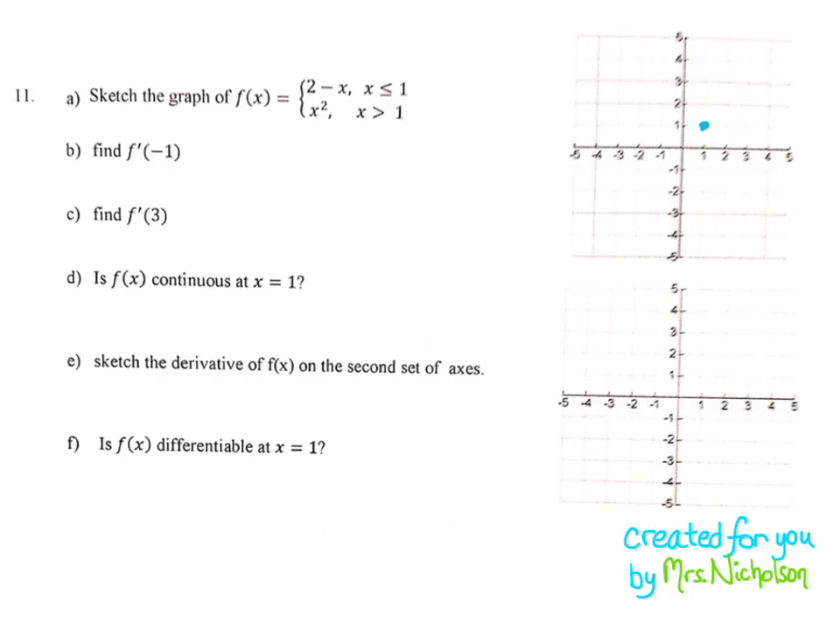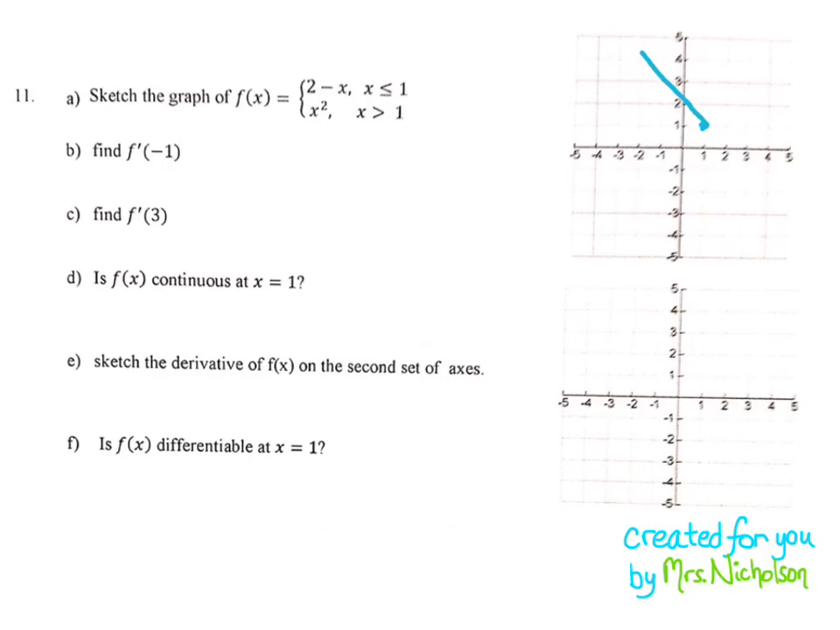I know that's where my graph is going to stop. I want to just graph this for all the x's less than 1. And that's just a line that crosses the y-axis at 2 and has a slope of negative 1. So it looks something like this.